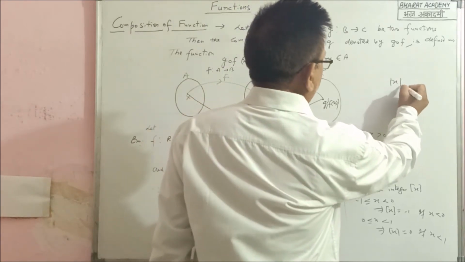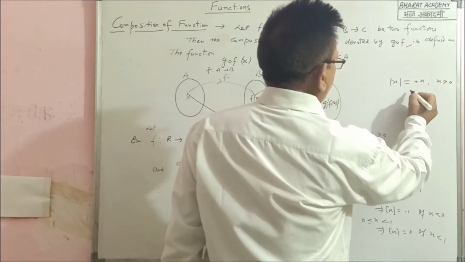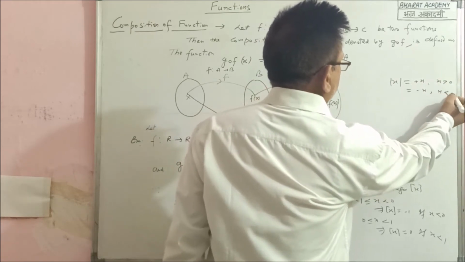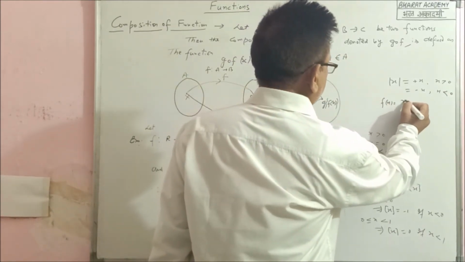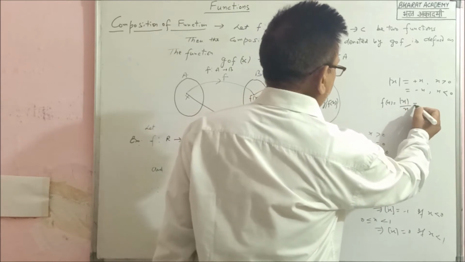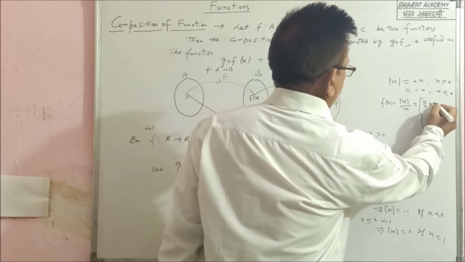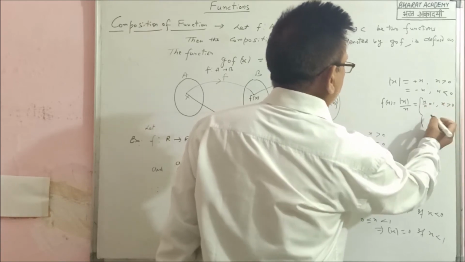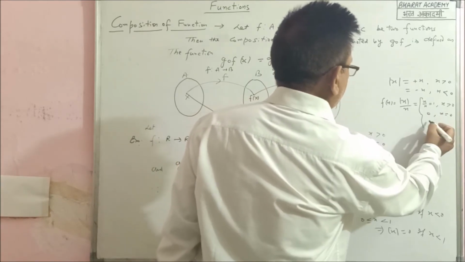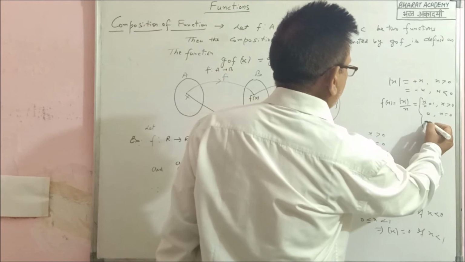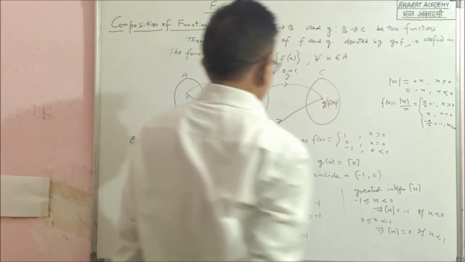Everybody knows mod X equals plus X if X is greater than 0, and minus X if X is less than 0. The signum function is like this: mod X upon X, so this will be X upon X, which is equal to 1 if X is greater than 0. If X is equal to 0, it is 0, and if X is less than 0, mod X will become minus X upon X. This is minus 1, for X less than 0.